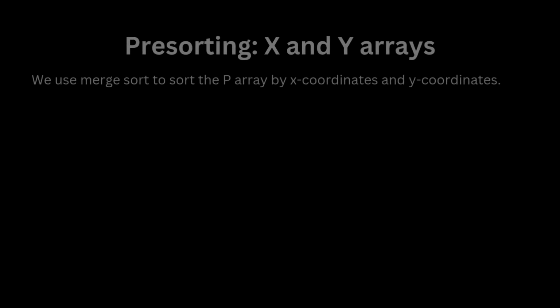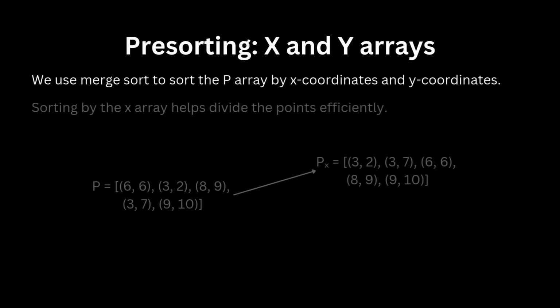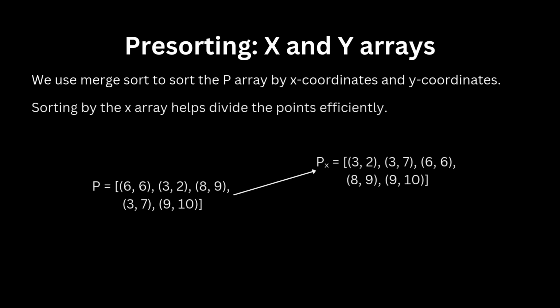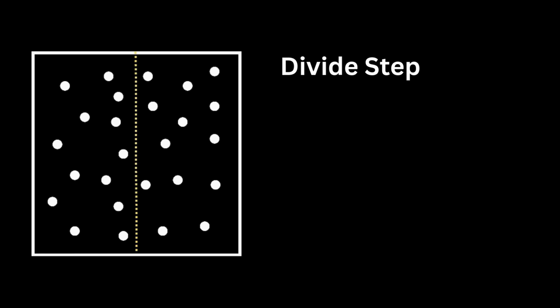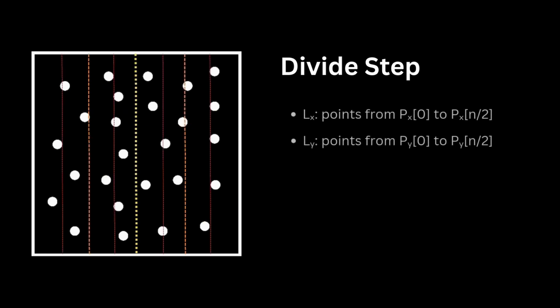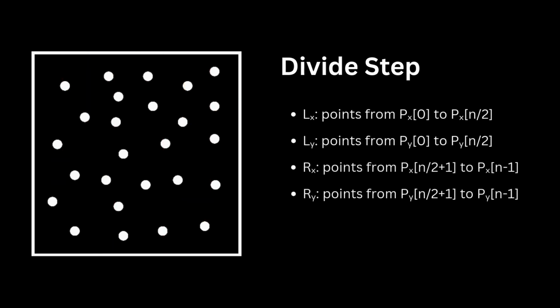The first step in the closest pair algorithm is sorting the points. First, we sort them by x-coordinates, which helps divide the points efficiently. Then, we sort by y-coordinates to streamline the process when checking the strip between the two halves. Once sorted, we divide the points into two subsets. The left half, containing points from p0 to p(n/2). The right half, containing points from p(n/2 + 1) to p(n-1). By splitting the points this way, we reduce the problem's complexity and focus on smaller, more manageable subsets.